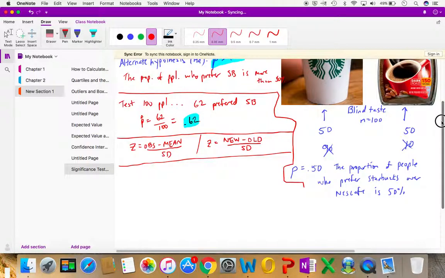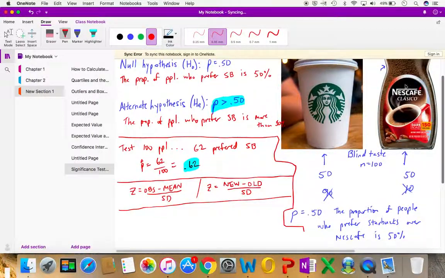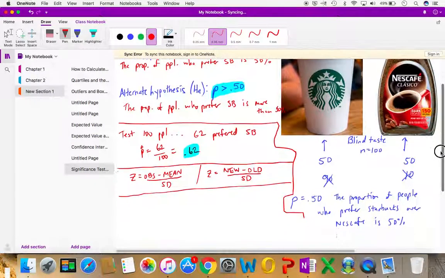So with regard to this example, the new value would be 62%, right? That's what I just did. I just took an experiment where I found 62% were in favor of Starbucks. So that 62 would go in the first part of our equation. The old value, or the old mean, would be the 50%. That's what we're assuming to be true. And then the standard deviation, we can base that off our sample. It's going to look like this.